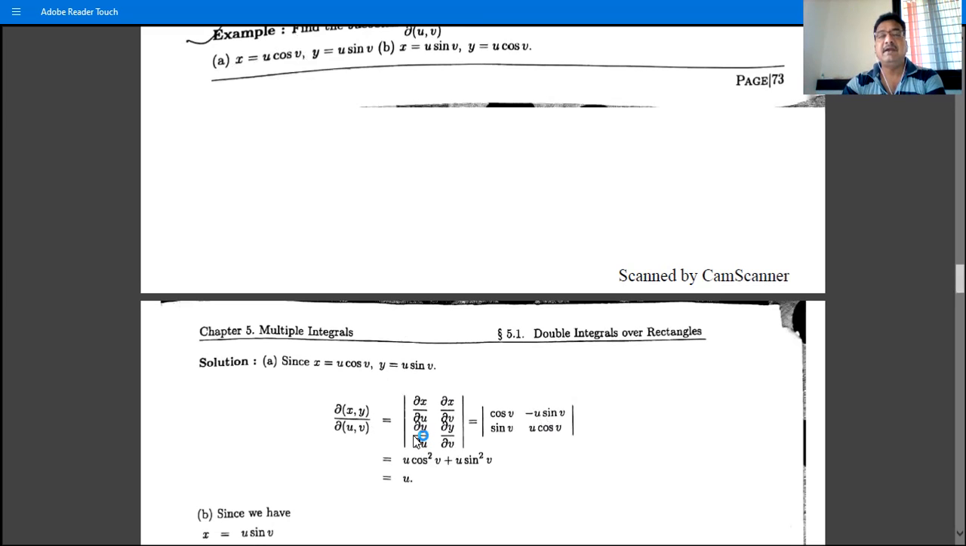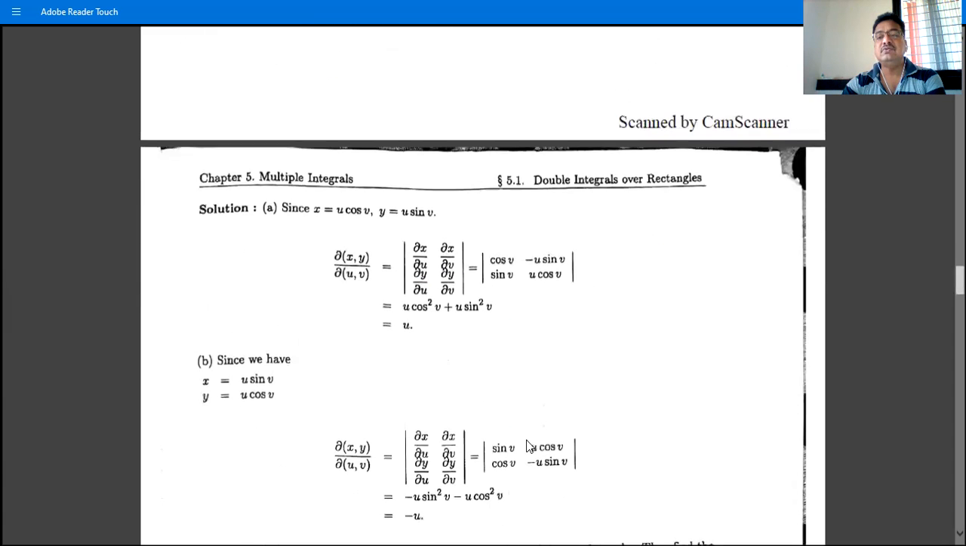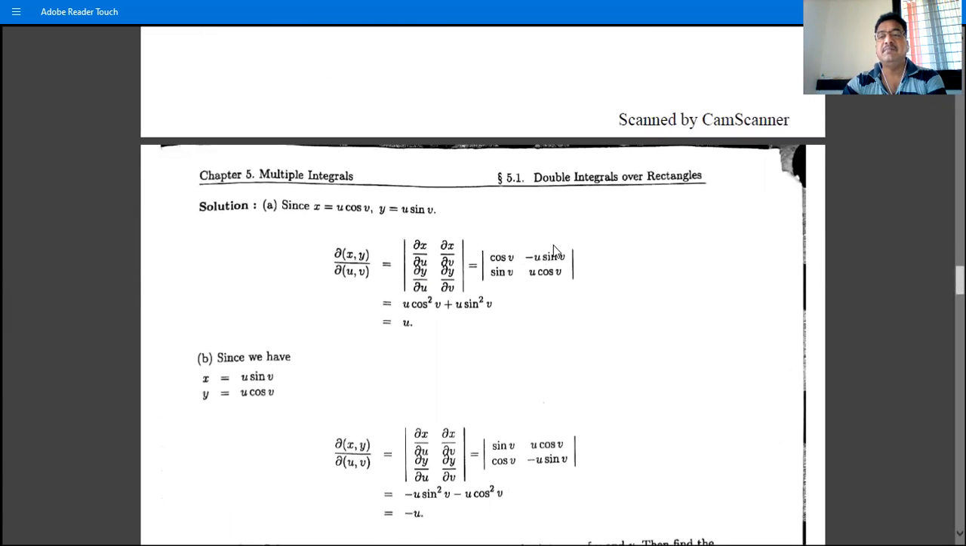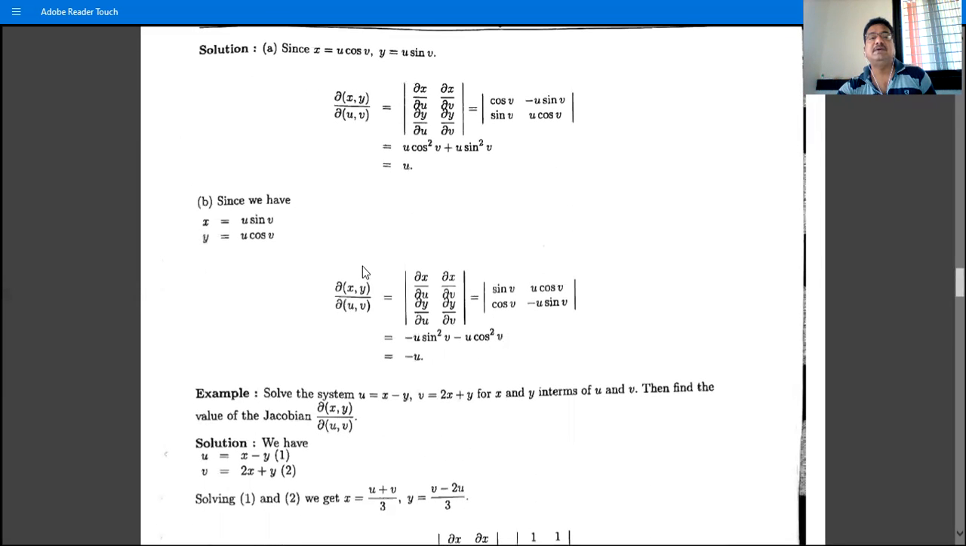Similarly, ∂y/∂u is sin v, and then ∂y/∂v is u cos v. Multiplying, u cos² v minus minus becomes plus u sin² v. Then take u as common: cos² v plus sin² v is 1. So x is u cos v and y is u sin v, and the answer is u.